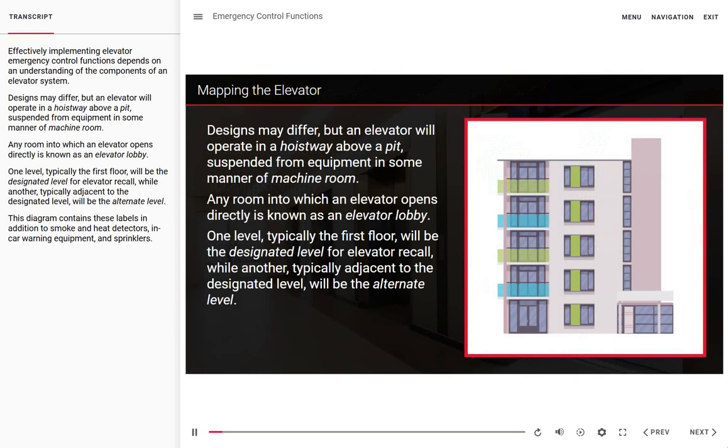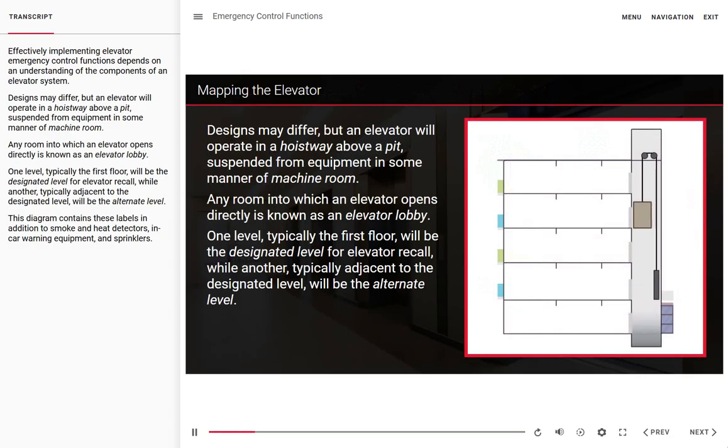Effectively implementing elevator emergency control functions depends on an understanding of the components of an elevator system. Designs may differ, but an elevator will operate in a hoistway above a pit, suspended from equipment in some manner of machine room. Any room into which an elevator opens directly is known as an elevator lobby.